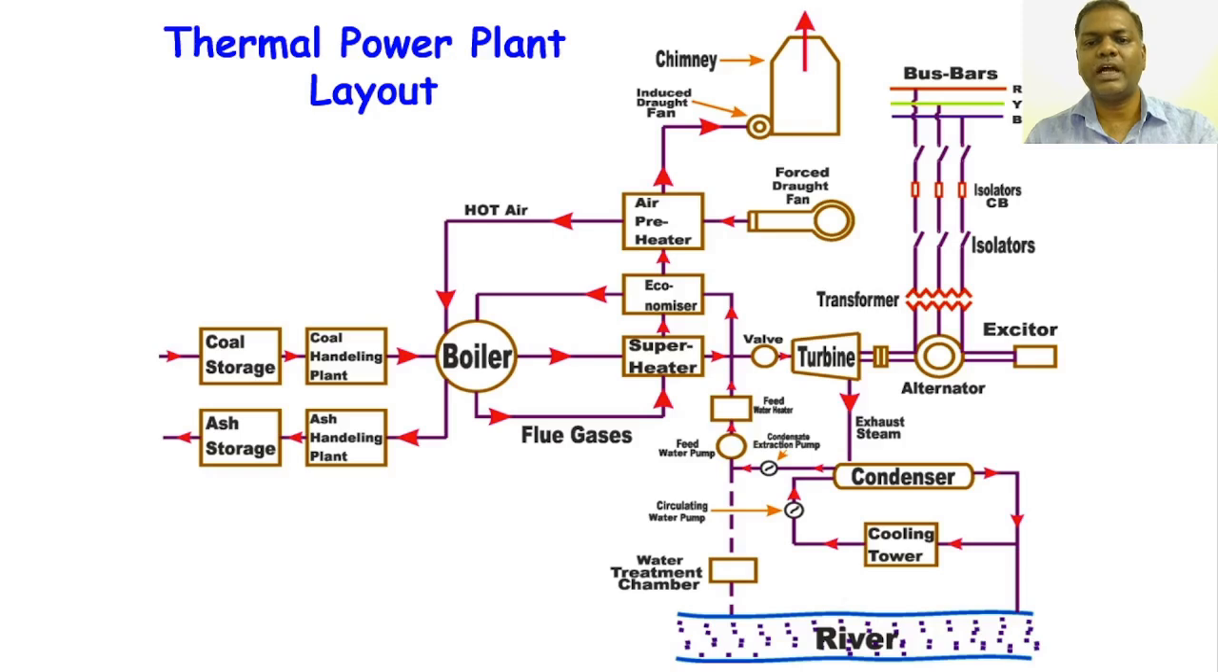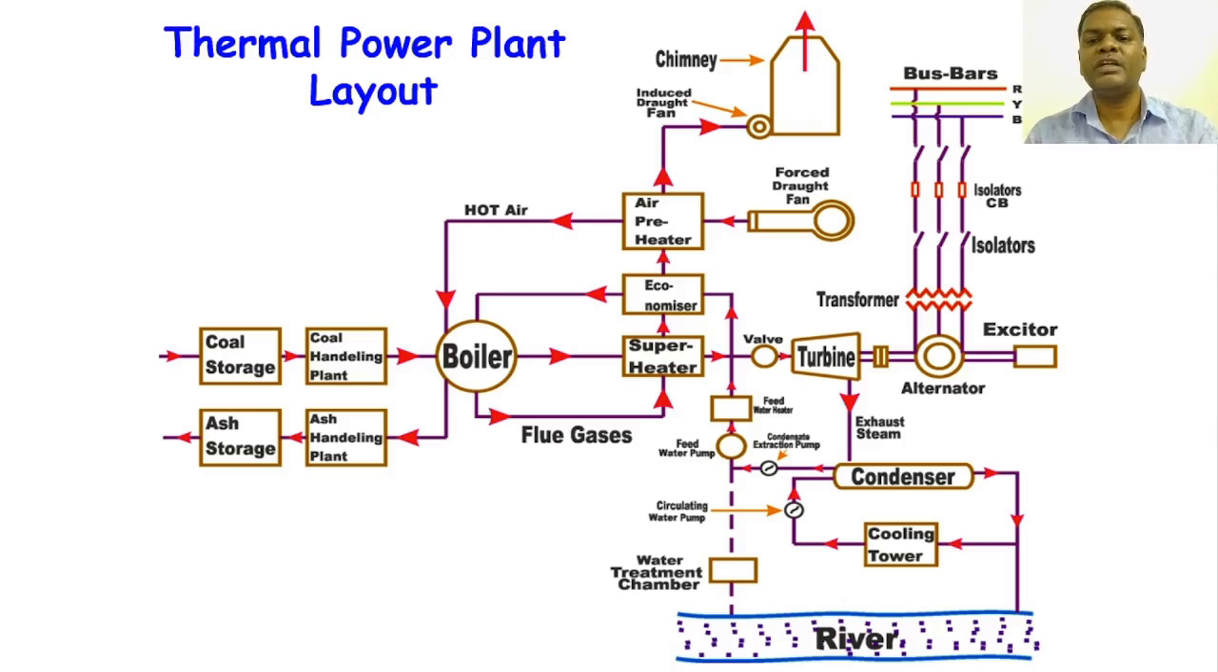From the superheater, the steam goes to the turbine. Between the superheater and the turbine we have a valve. That valve maintains the high pressure and high temperature. From that valve, the high pressure steam strikes the turbine blades. So the turbine rotates, and it is coupled with the alternator. Here the kinetic energy is converted into electrical energy. This is one of the processes.